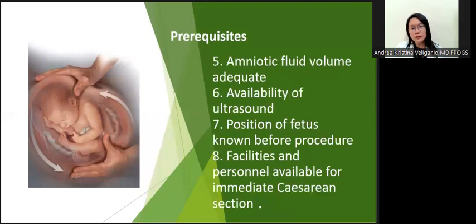What else? The amniotic fluid volume is adequate. There is an available ultrasound machine. You know the position of the fetus. And the facility, it should be a double setup. Should there be a need to do a cesarean section, then you have to do external podalic version in a facility that has an operating room. Should there be an indication for immediate delivery, then it should be readily available.